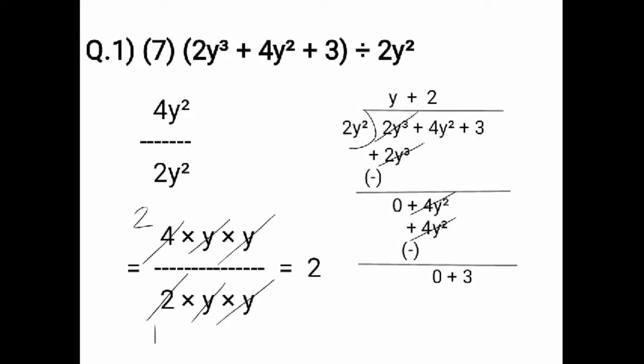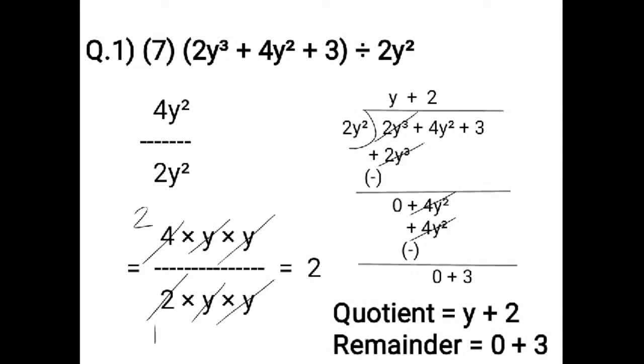Plus 3 already brought it down. Third term is number without variable, that is plus 3. You can't divide number without variable by number with variable. Number with variable 2 is y square and plus 3 is number without variable. So you can't divide it. Remember this point. So this is the remainder. You have to write this quotient and remainder final answer. Quotient is y plus 2, remainder is equal to 0 plus 3.